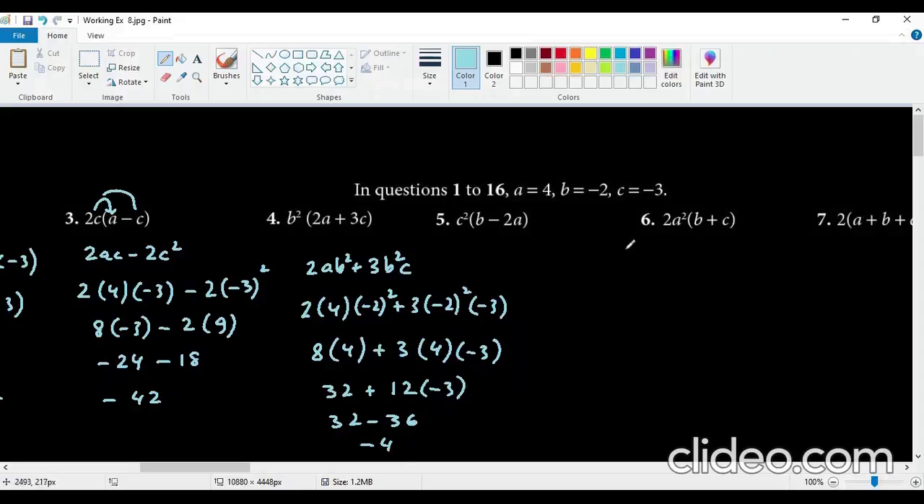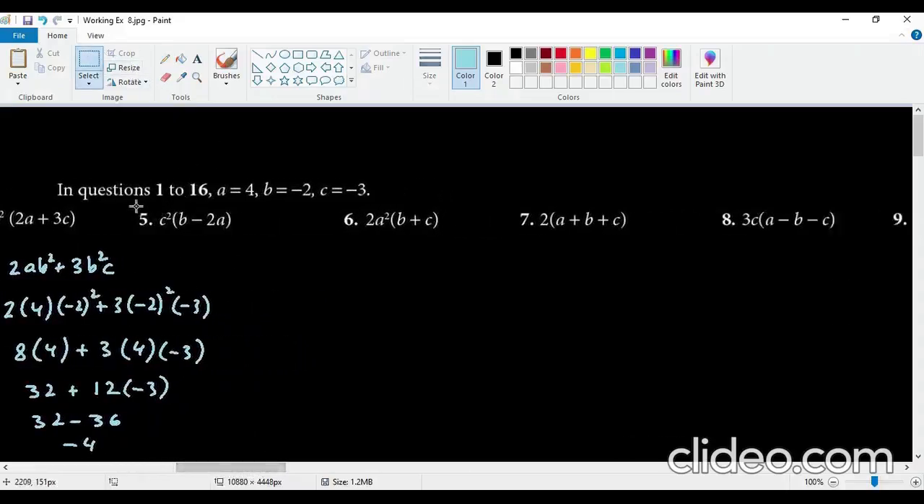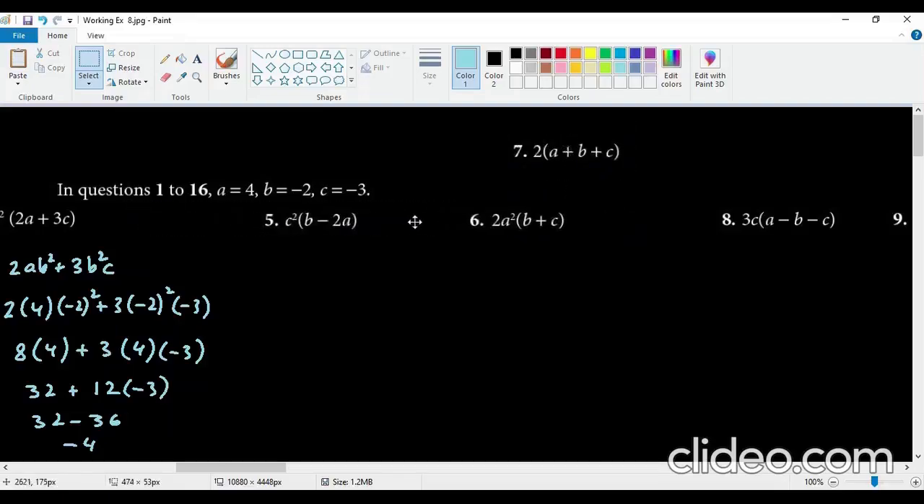Now comes question number 5. I should move this a little. I will place this question a little later. Now comes question number 5.